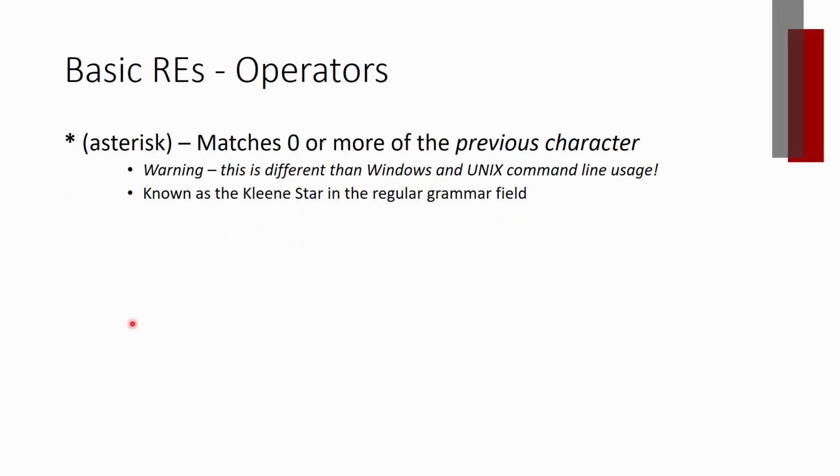So in terms of operators that are used by regular expressions, the asterisk matches 0 or more of the previous character. This is a little different than how we use the asterisk on the command line, where it just expands to anything from where it is. This one is matching specifically the previous character, and it will even match something where there are 0 of them. This is known as the Kleene star, after Mr. Kleene, who invented this whole thing.